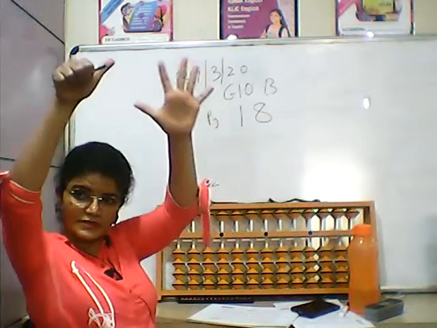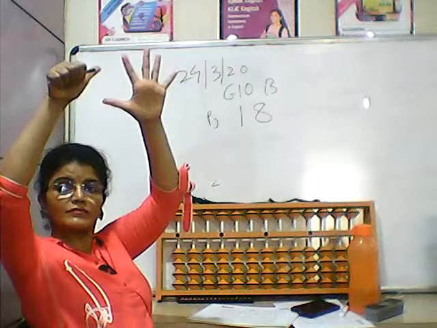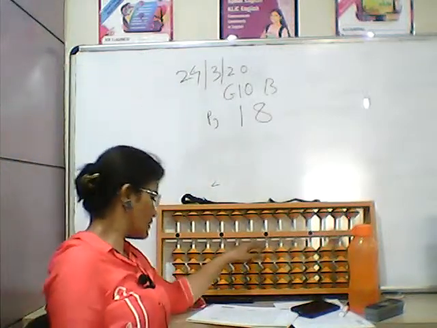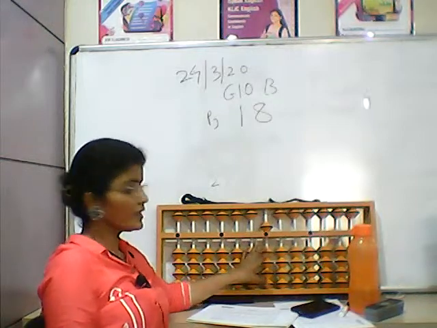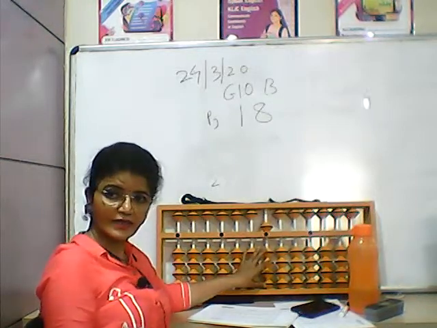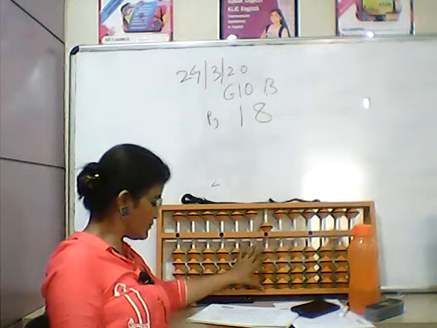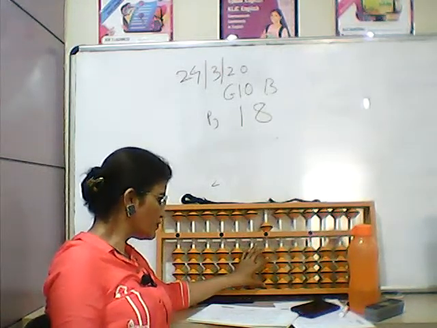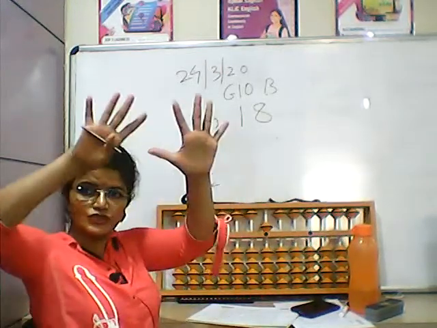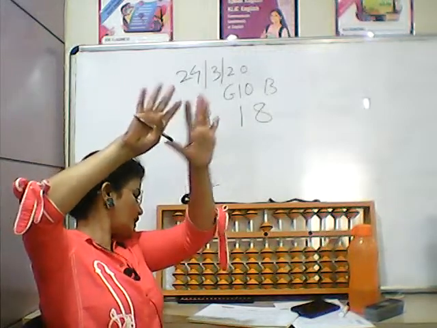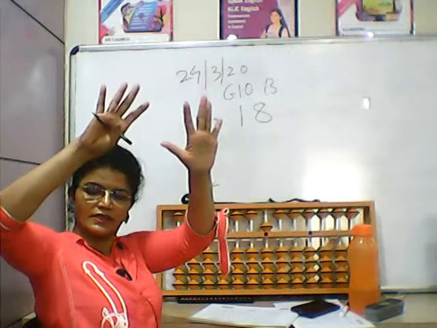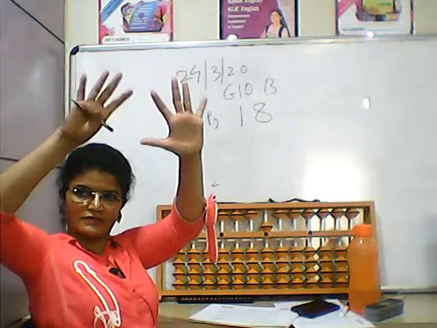Sum number 6. 5. 9. Can you do 9 directly? No. So show 9. 9's friend is minus 1.